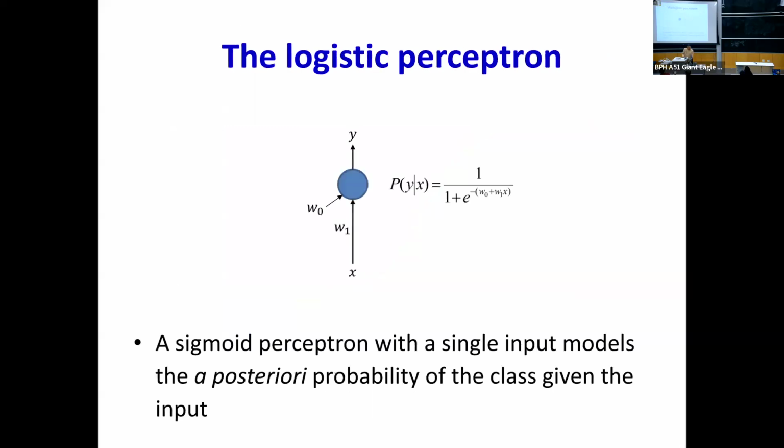And so when you have a sigmoid, a perceptron with a simple logistic activation function, this actually models the a posteriori probability of the class, of a target class, given the input.